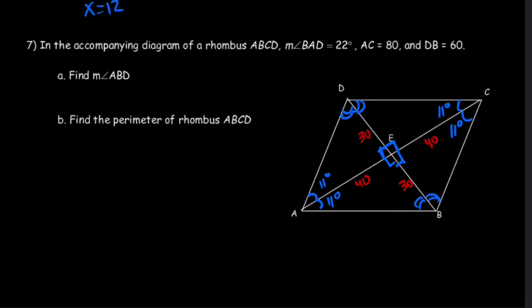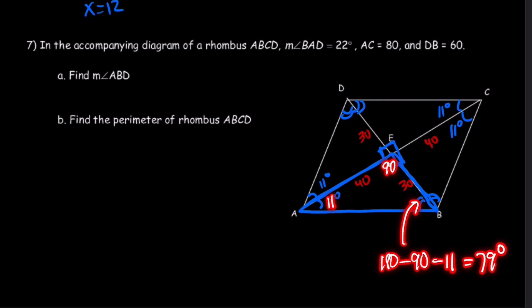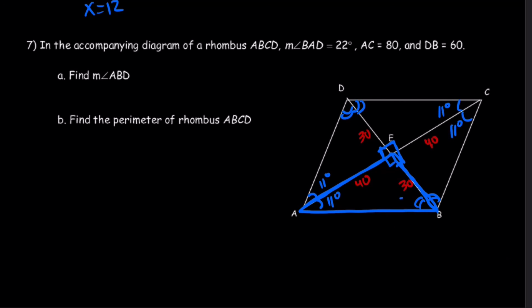Okay, first question. Find the measure of angle ABD. ABD. So it's an angle, all right, not a side. So I'm not using the 40, I'm not using the 30. I want to find the measure of this angle right here. So I'm going to focus my attention on this triangle. This angle right here is 90. That's 11. So to get this angle, I do 180 minus 90 minus 11. All right, I believe that's going to be 79 degrees. So that angle is going to be 79 degrees.